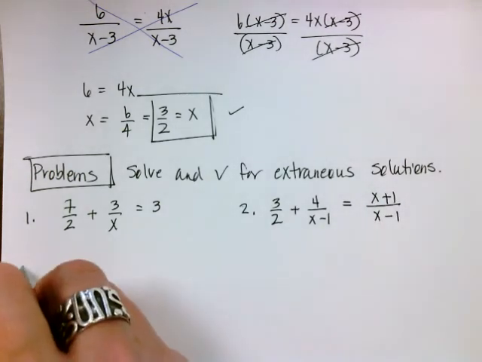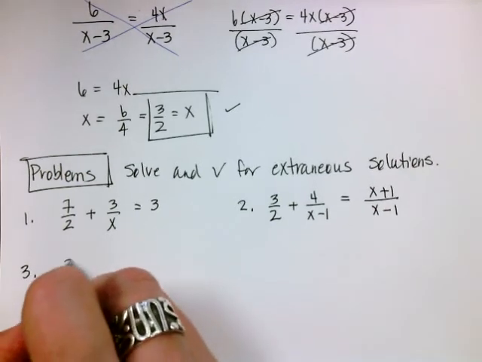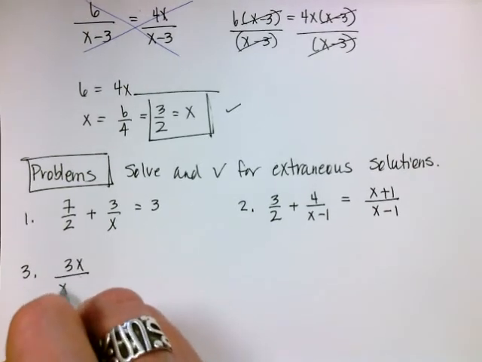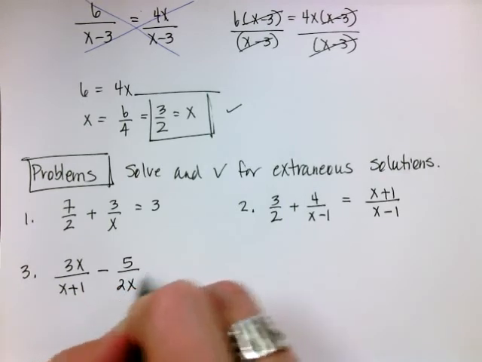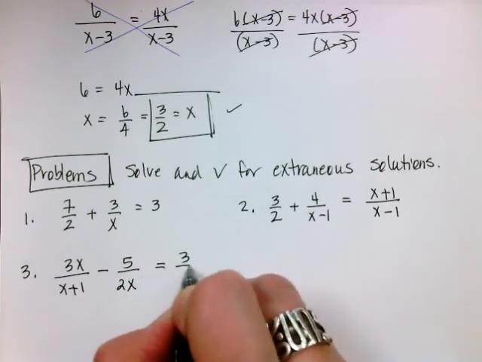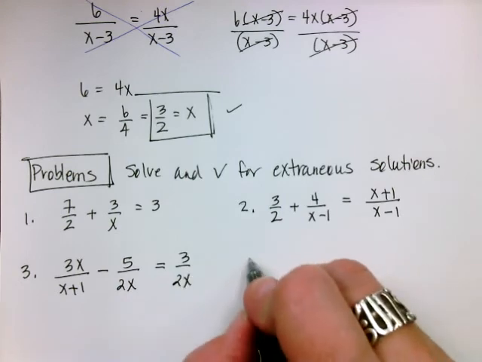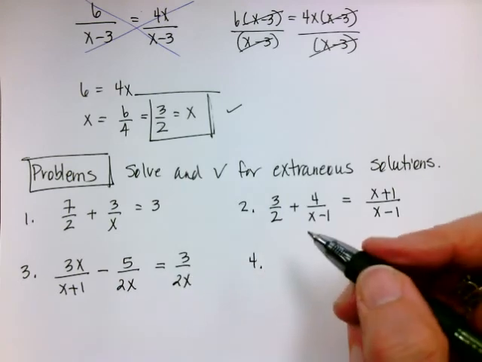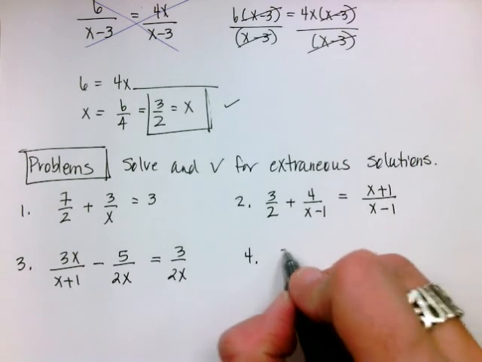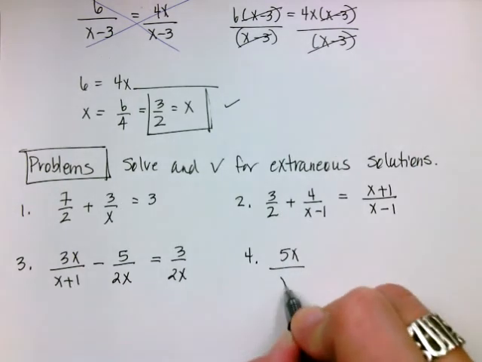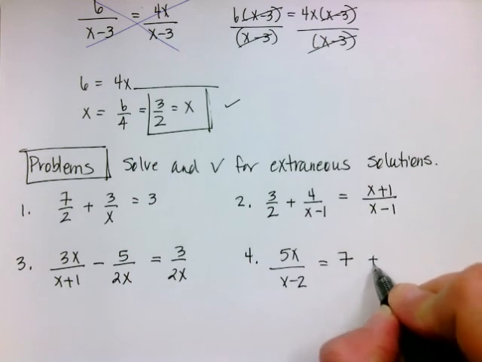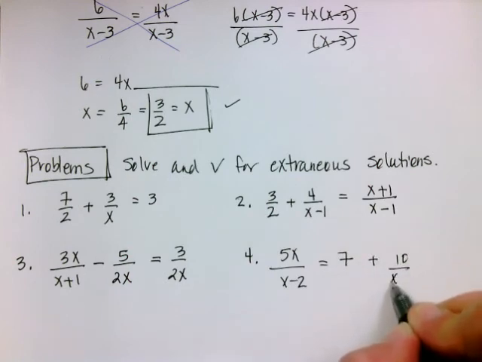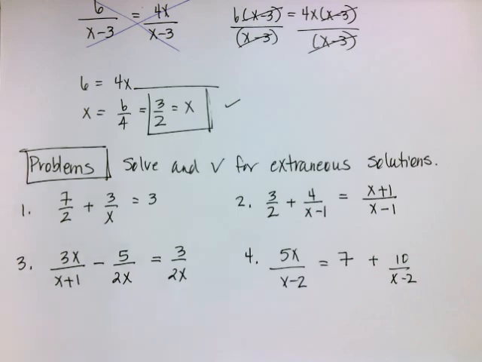Problem number 3, 3x over x plus 1 minus 5 over 2x is going to equal 3 over 2x. And then problem number 4 is going to have 5x over x minus 2 is equal to 7 plus 10 over x minus 2. So there are your 4 problems.